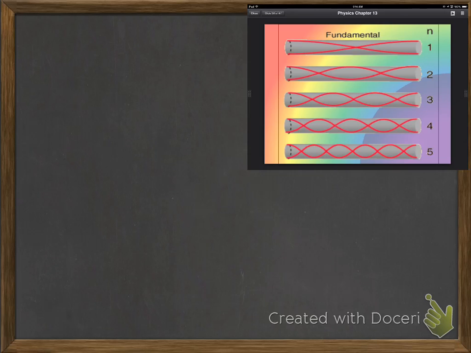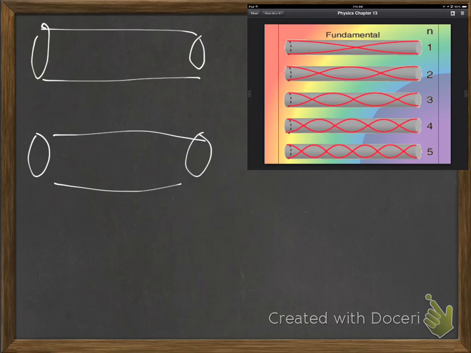Now, here's how those look. And you've got this in your notes, but we'll redraw it because you will be asked to redraw it again and again and again, of course.